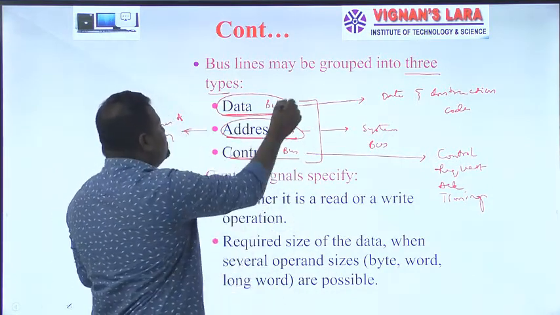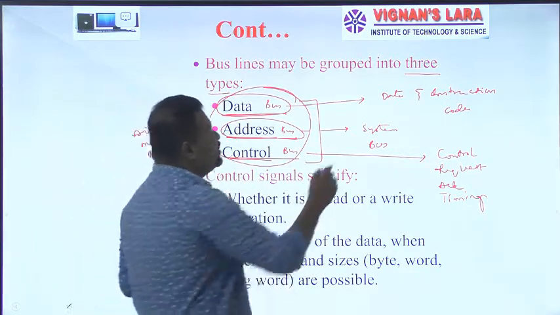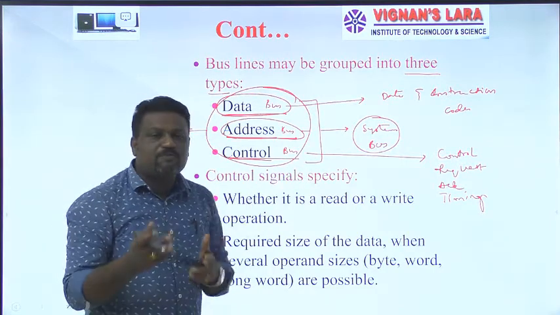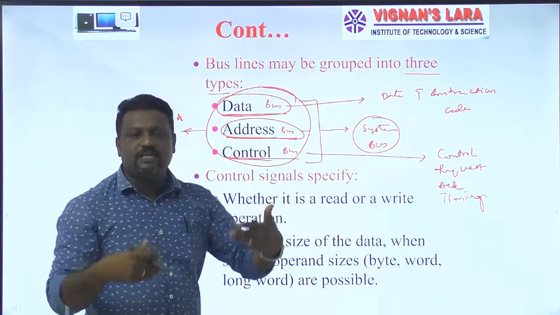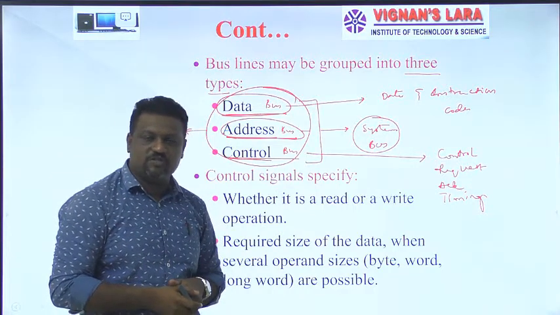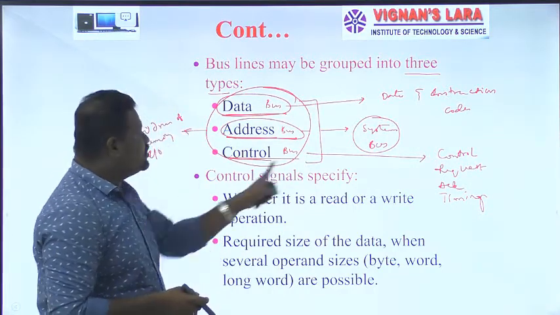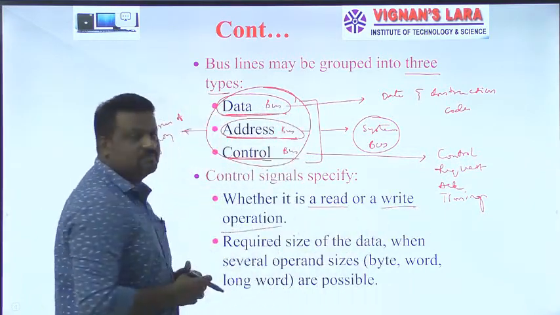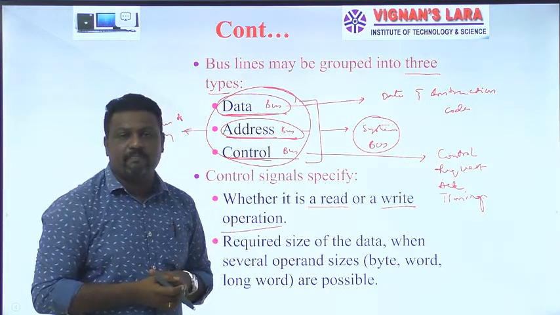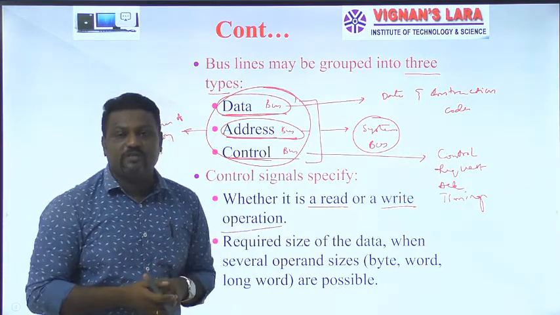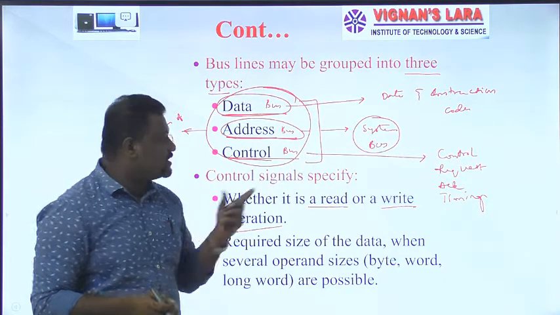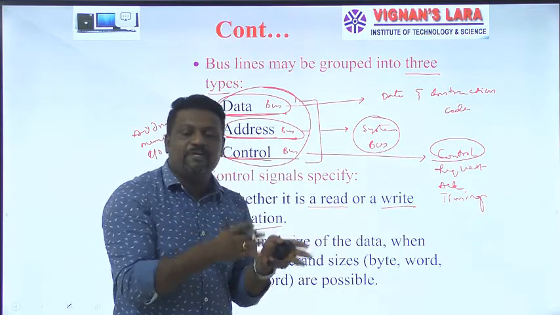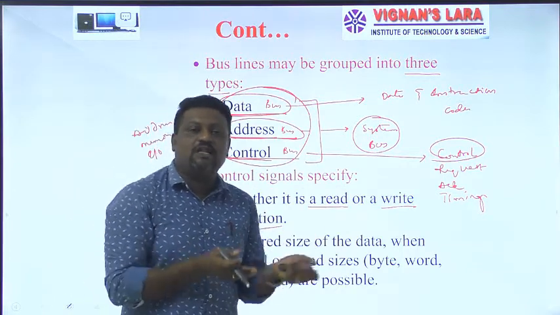And then the combination of these three different buses we finally call the system bus. This system bus provides communication between your CPU, memory and I/O devices in your system. The control signal specifies whether a read or a write operation we are going to perform with respect to either memory or an I/O device. Our CPU is going to perform either a read operation or a write operation on a selected memory location or a selected I/O device.